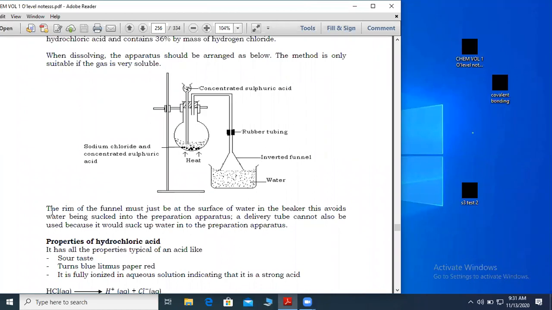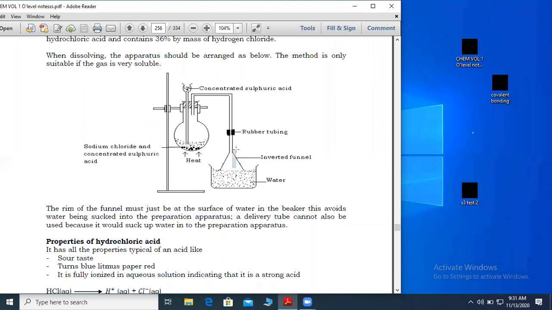So the procedure is here. The rim of the funnel must be just at the surface of water in the beaker, and this avoids water sucking back into the preparation flask. So the reason why we use an inverted funnel is very important on this part. We use an inverted funnel to stop water, because now you see it is difficult for water to go upwards. Whenever it tries to go upwards, it will be made to fall back.